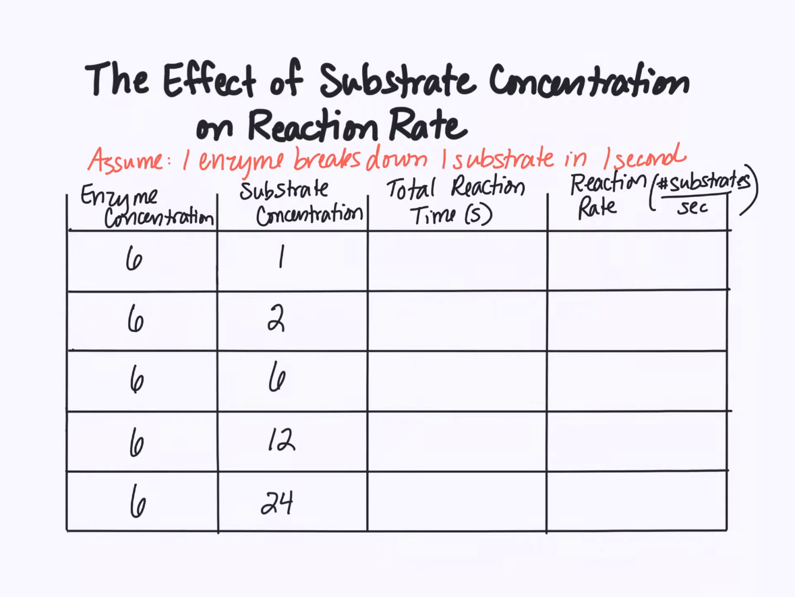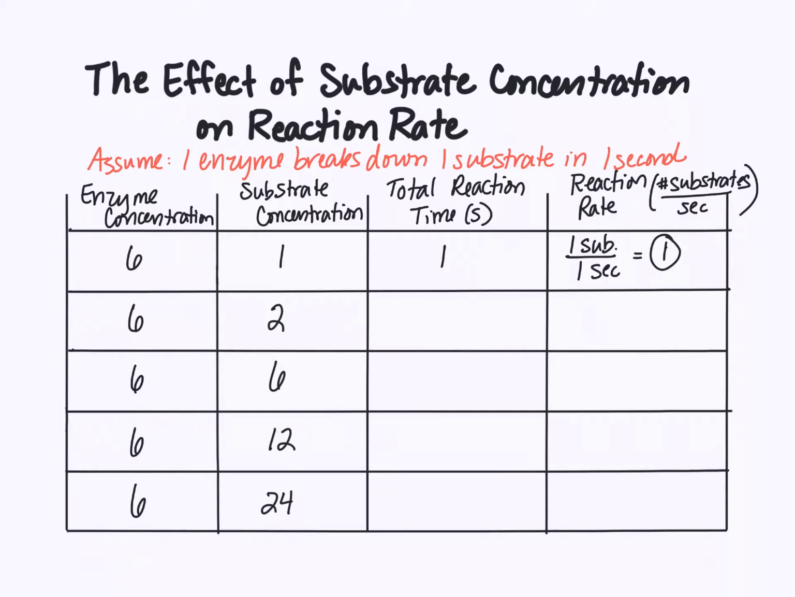So if we only have one substrate molecule present and we have 6 enzymes present, really we have one enzyme molecule that's going to break down the substrate, and then we're going to have 5 that are just going to be hanging out because there is not enough substrate for those additional 5 enzymes to work on anything. So the total reaction time is going to take 1 second. And the reaction rate is going to be one substrate. So one substrate molecule being broken down in 1 second. So that gives us a reaction rate of 1 substrate per second.